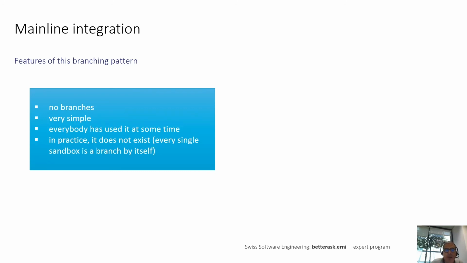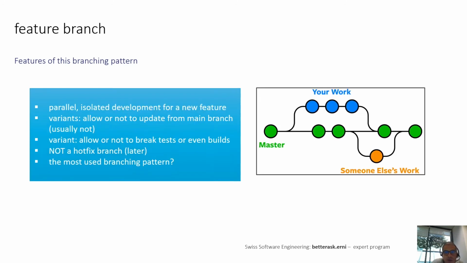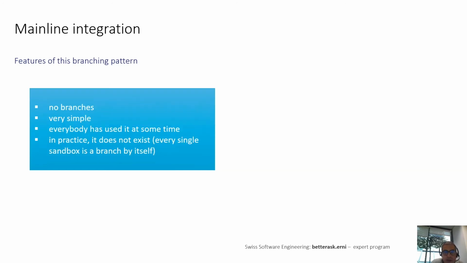The mainline integration is very simple. You have just one line of integration, and you do a commit, and you don't actually branch. Many of you will say this is really not powerful, but I can assure you many people use it, especially when working alone. Many people are still using it.